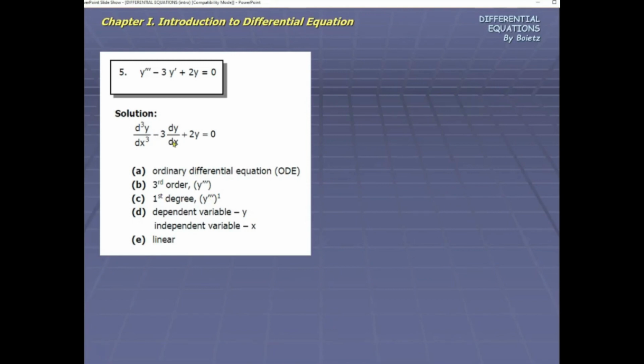Then dependent is y, and then independent here is x. Is it linear? Linear, because everything is raised to 1 only.